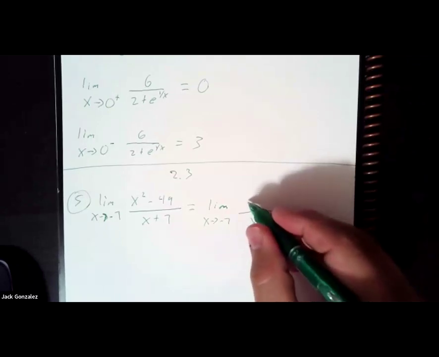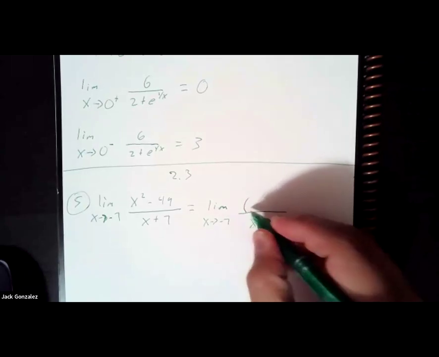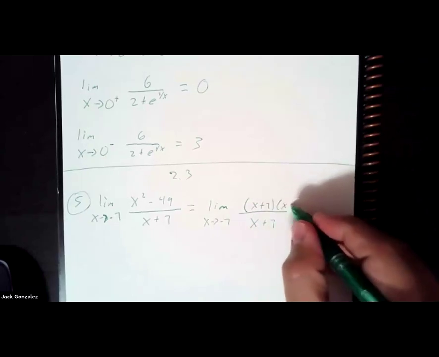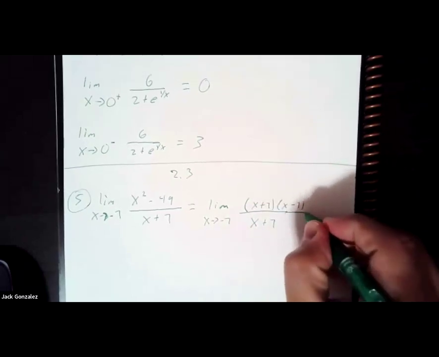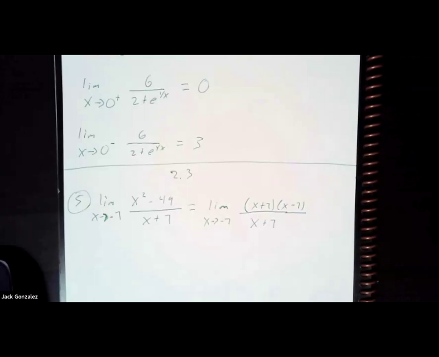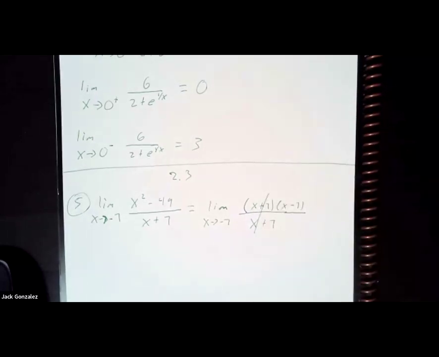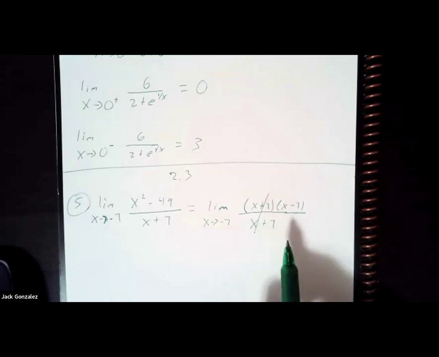This is a 6th grade question right here. Do you remember? Difference of squares, back in the day. So these will cancel because these are all products. You can only cancel when you have products, right?